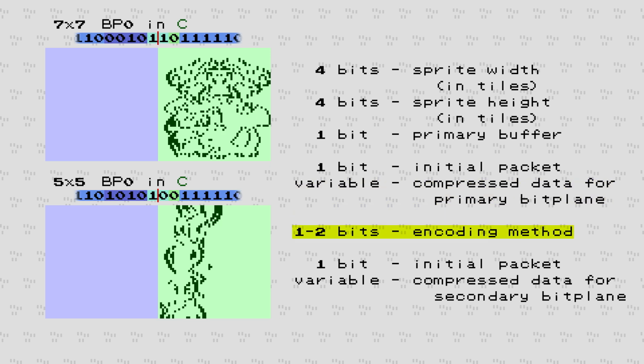If this bit is a 0, we know that the encoding mode is the first mode. If it is a 1, 1 more bit is read to know if we are using the second or the third mode instead. Then, 1 initial bit is read again to determine the first packet type for the second bit plane, and then the second bit plane is decompressed just like the first.